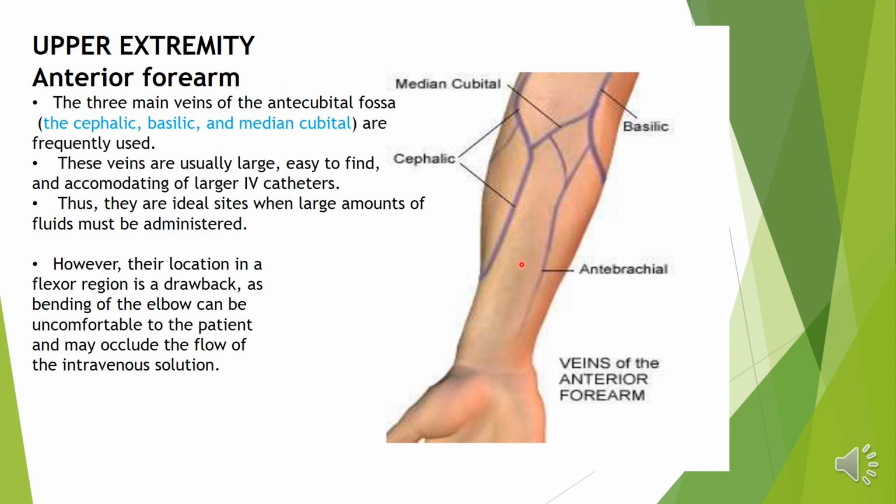This is the anterior aspect of the forearm. Three main veins of the antecubital fossa: cephalic, basilic, and median cubital are frequently used. This is the antecubital fossa. There are three veins: median cubital vein, cephalic vein, and basilic vein. These are the three main veins used frequently for IV injection.